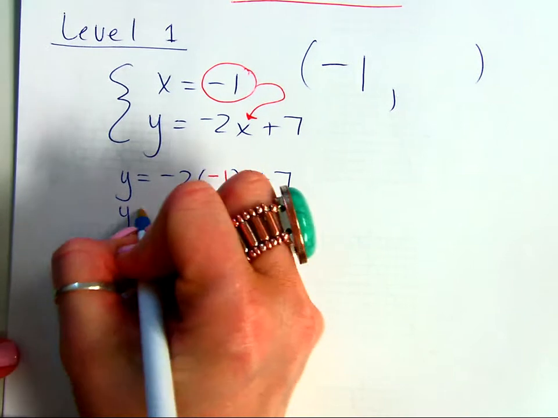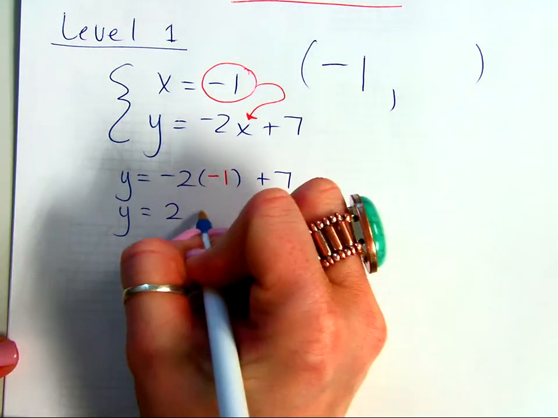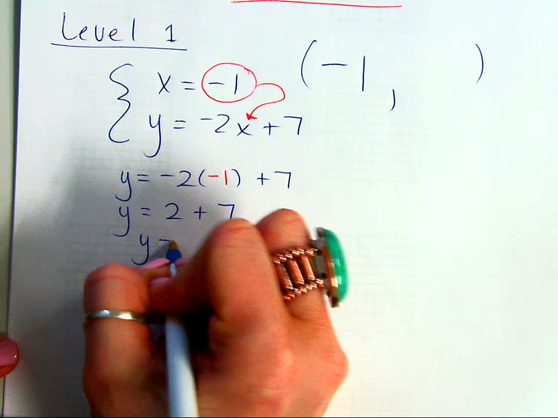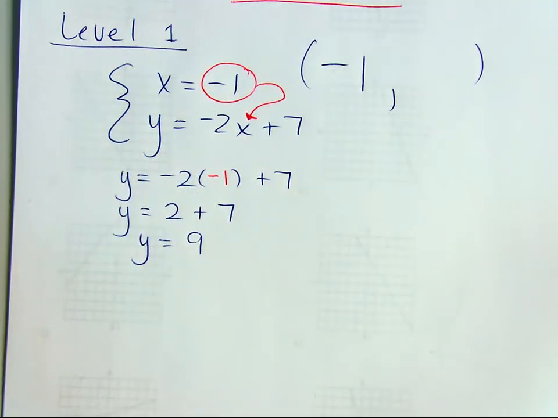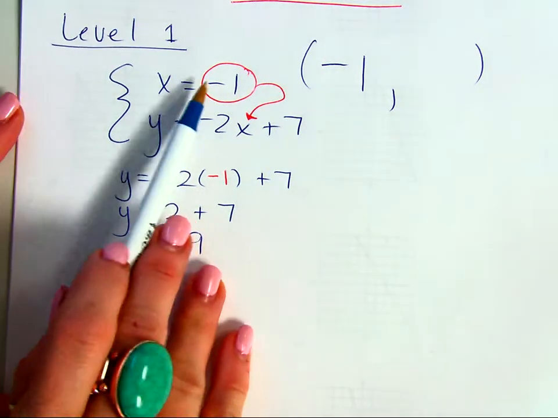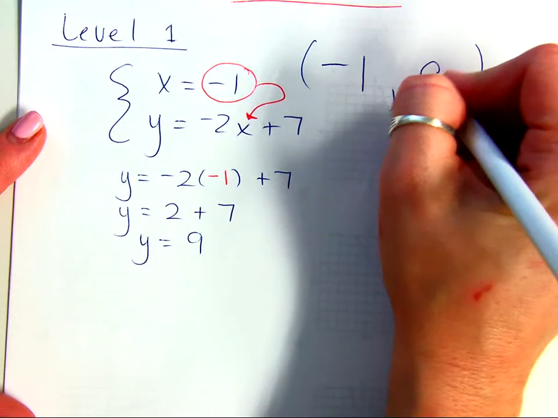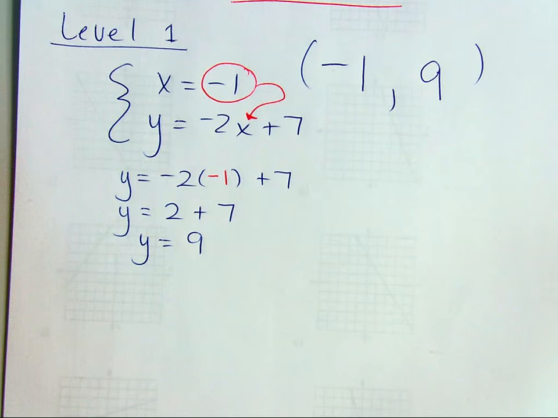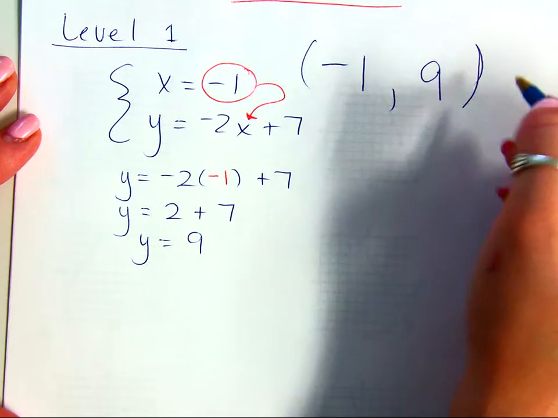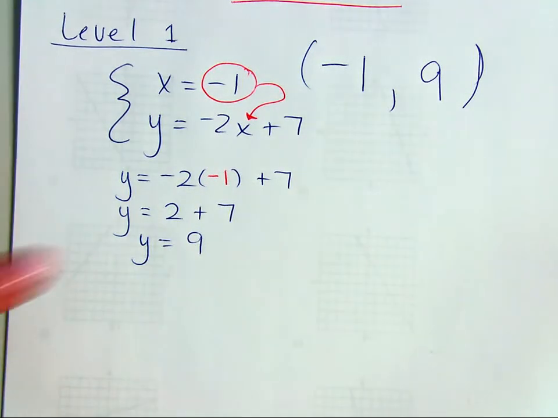I do a little calculation. -2 times -1, 2 plus 7 is 9. So when I made X -1, the Y value turned out to be 9. And that's the only value that Y could be when X is -1 for this equation. Does that make sense? Okay, not too hard at all.